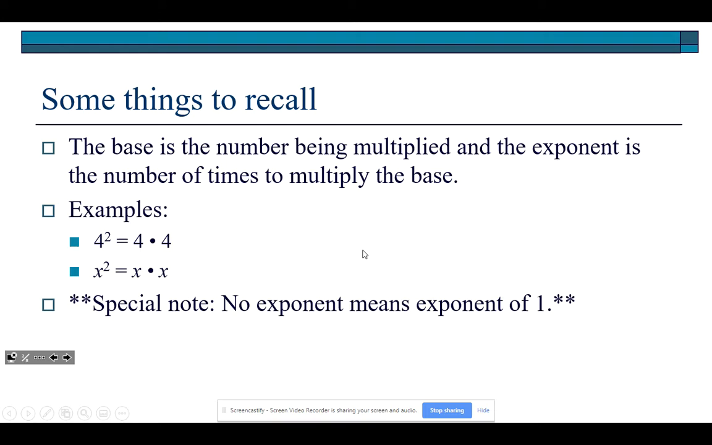Special note for you as well, in case we haven't talked about it before. If we don't have an exponent, it means there is an exponent of 1. It is always assumed if there is no exponent written.